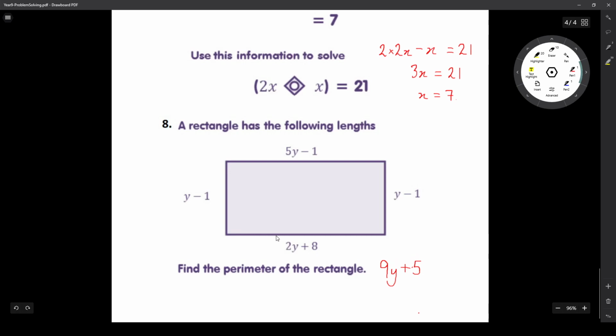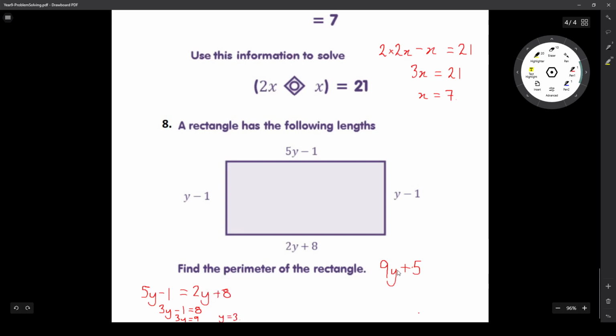So the top, for a rectangle, the opposite sides are equal in length, but the top and the bottom have different expressions. Now, if we know that they're equal, we can say that 5y minus 1 must equal 2y plus 8. Now, if we subtract 2y from both sides, we're going to get 3y minus 1 equals 8. Now, if I add 1 to both sides, we get 3y equals 9. And then if I divide both sides by 3, we're going to get y equals 3.